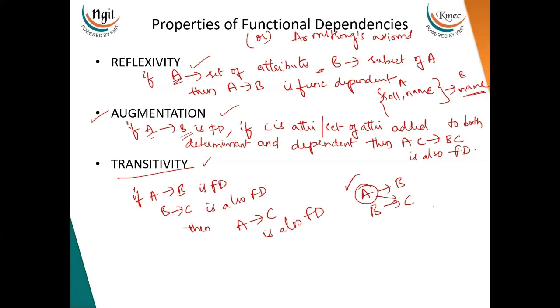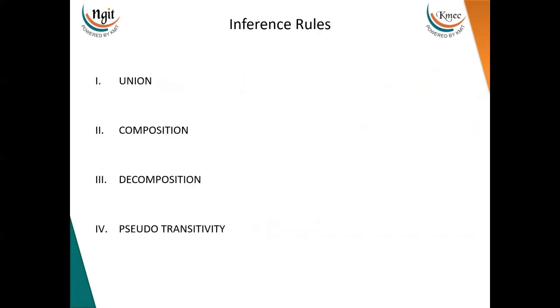Now, among these three properties which we have under Armstrong's axioms, we are able to derive other rules from them. Those rules which are derived from these axioms are known as inference rules. Which inference rules do we have? Namely union, composition, decomposition, and pseudo-transitivity.